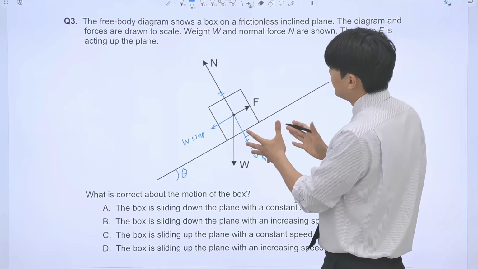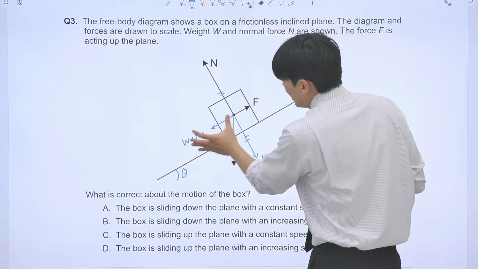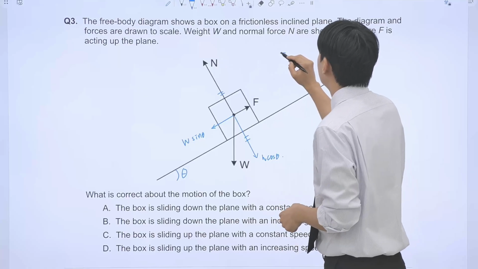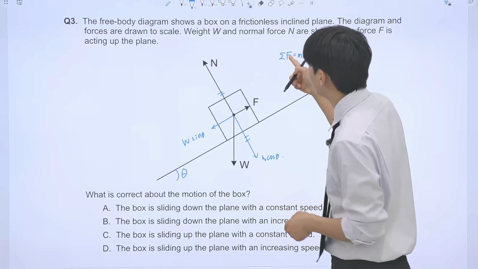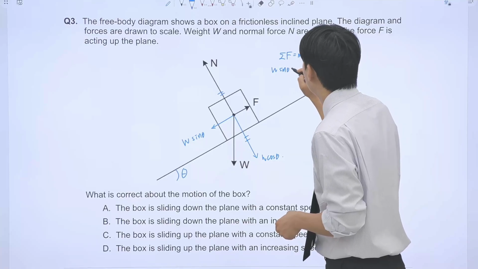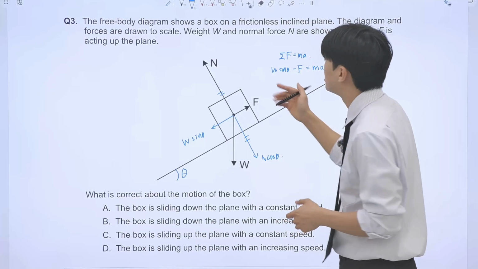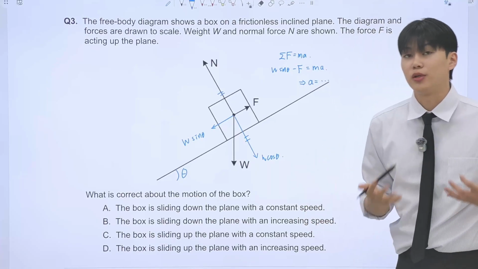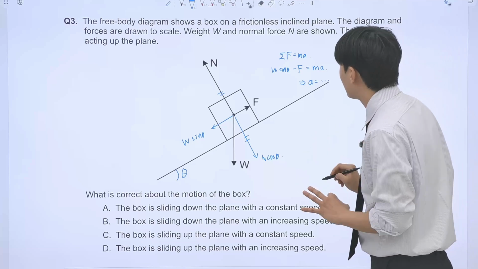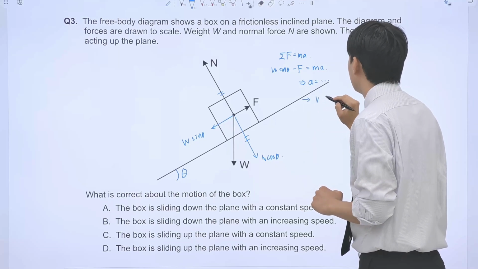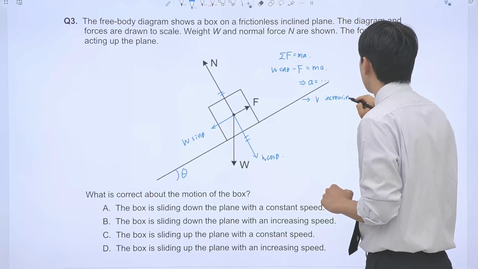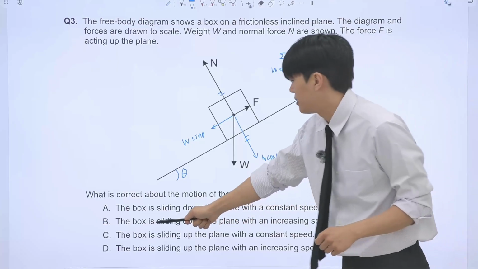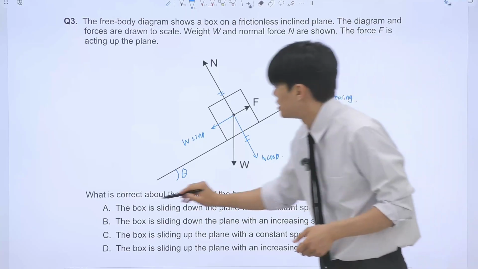But if you look at the diagram, we can clearly see that the friction is smaller than W sine theta, which is the component that goes down the slope, right? So sigma F equals ma, and sigma F is W sine theta minus friction F, which equals ma, and that is not 0 in this case. That means we have acceleration, for some numbers we don't know, but it certainly exists. Accelerating means the speed is increasing. So from A, B, C, D, the right thing to say is that the box is sliding down the plane with increasing speed, which is B.